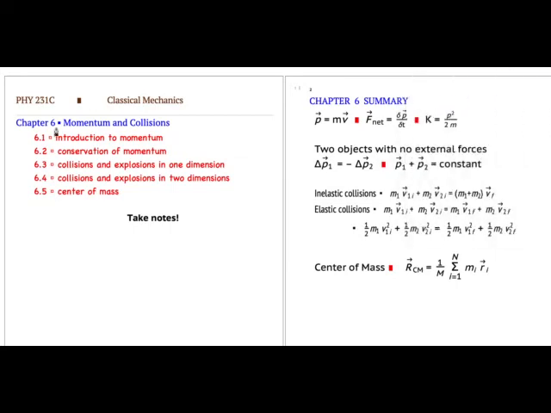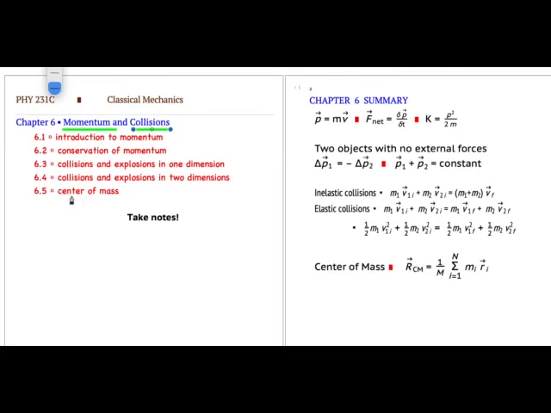So this week in Physics 231C, the topic is momentum and related collisions. So that's chapter 6. And chapter 6 has several parts: an introduction to momentum, the law of conservation of momentum, then descriptions of collisions and explosions in one dimension, collisions and explosions in two dimensions, and a related topic, I guess, center of mass.